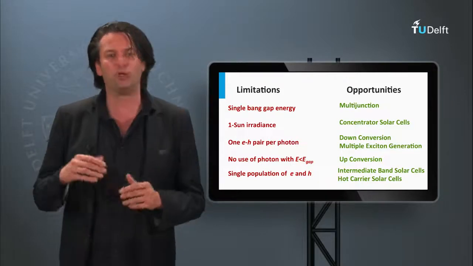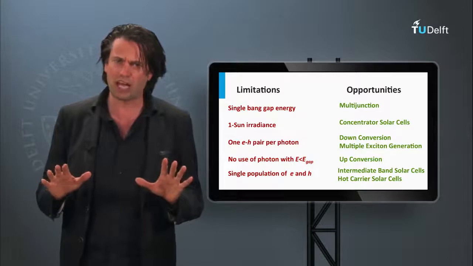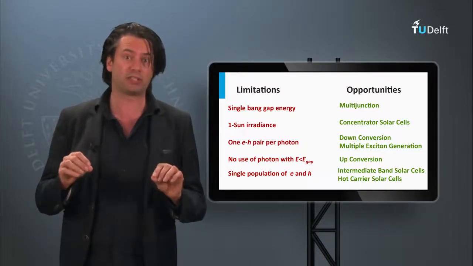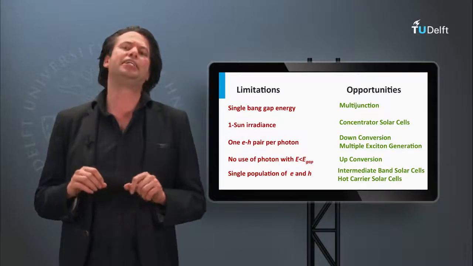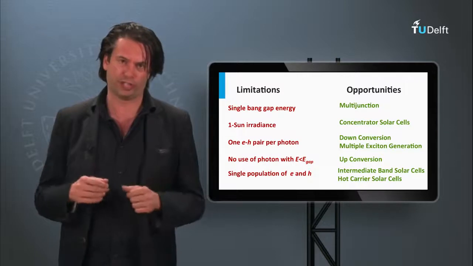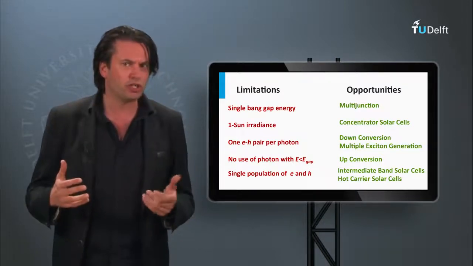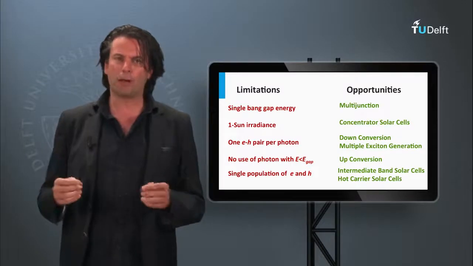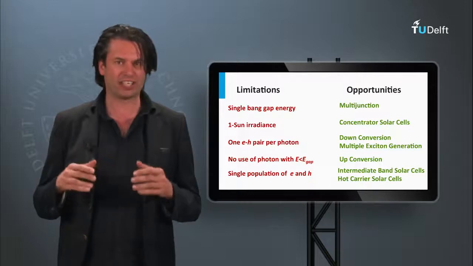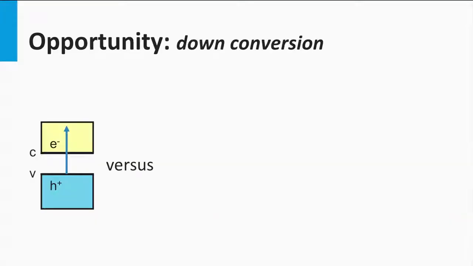Note that besides multi-junction and the concentrator approach, none of these concepts have resulted in high-efficiency solar cells or even been demonstrated yet. These other concepts are still in a fundamental research phase. Here, I will give you a quick introduction to down conversion, multiple exciton generation, up conversion, hot carrier solar cells, and intermediate band solar cells.